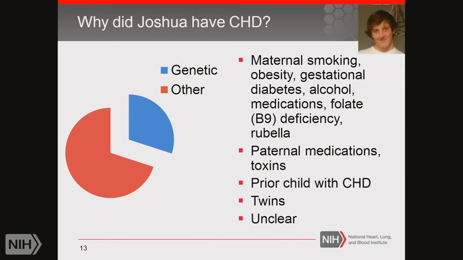Also, if you've had a child before with congenital heart disease, your risk goes up from 1%, which is sort of the baseline, to maybe 5 to 10% or even higher, depending on the type of congenital heart disease. So Joshua's mother, with her subsequent pregnancy, would have had a fetal echocardiogram. Twins, for some reason, being pregnant with twins increases your risk of congenital heart disease. But mostly, and this is the case with Joshua, it's unclear. We haven't done sophisticated genetic testing on Joshua, but his chromosomes are normal based on karyotyping that was done at birth.